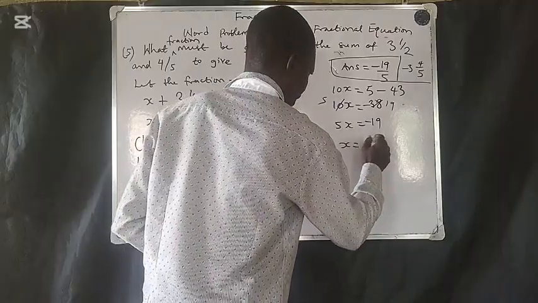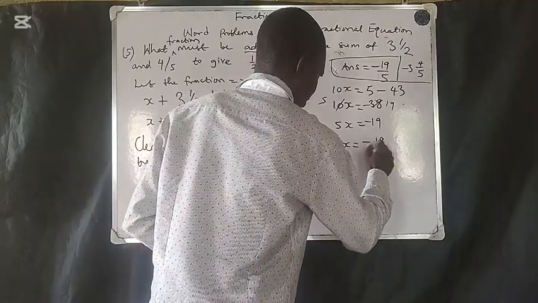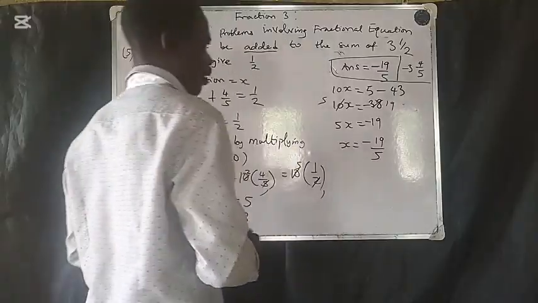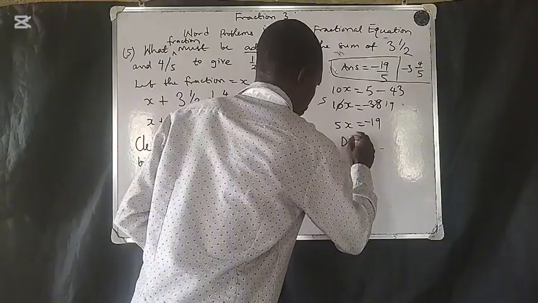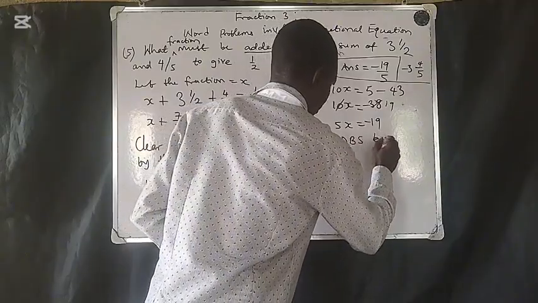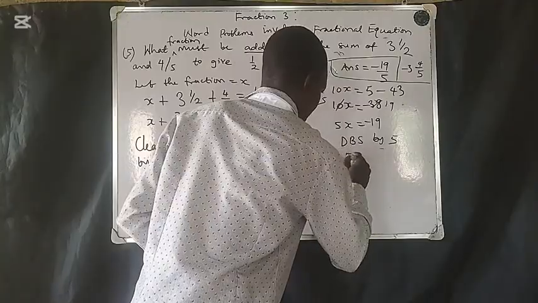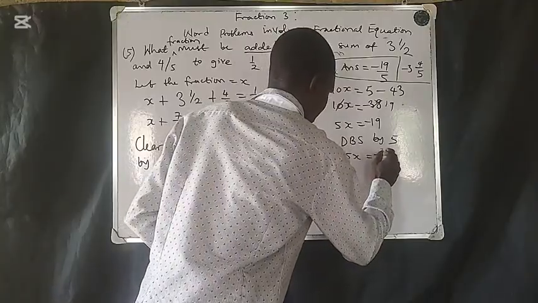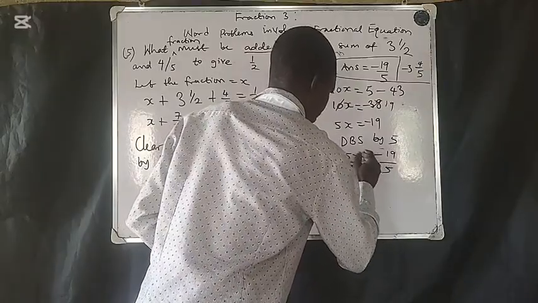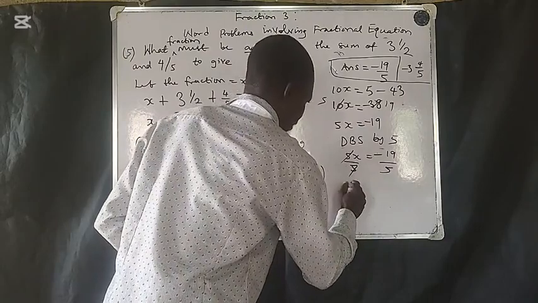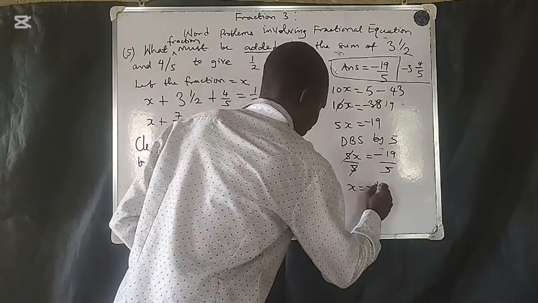So if you do that, you're going to have minus 19 over 5. Let's write it out. Divide both sides by 5. 5x equals negative 19. Divide by 5, divide by 5. This 5 cancels this 5. So we have x equals negative 19 over 5.